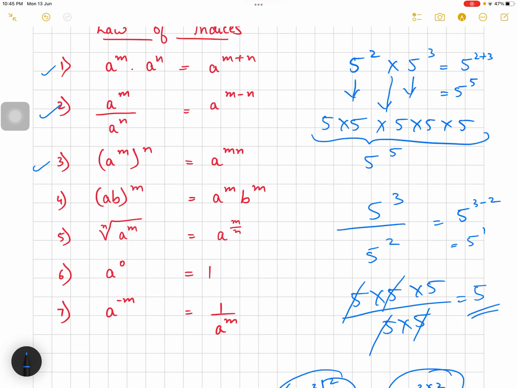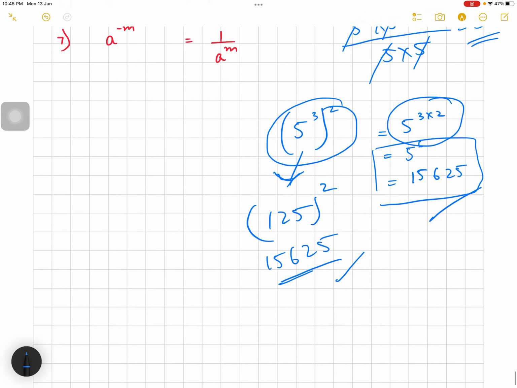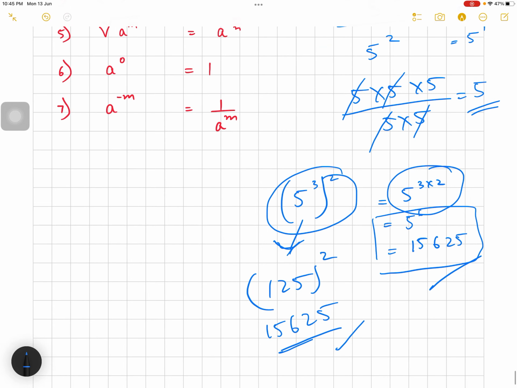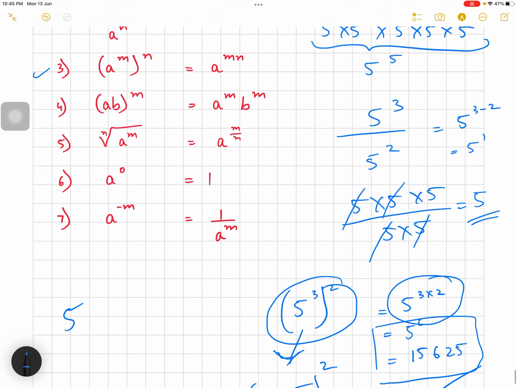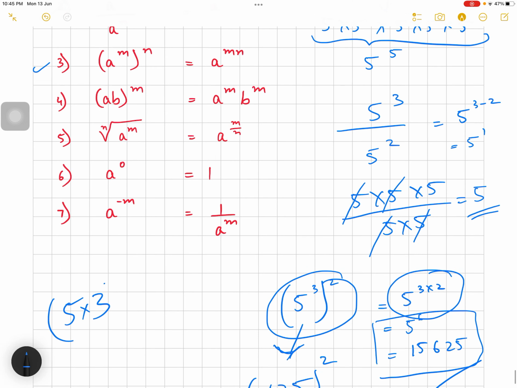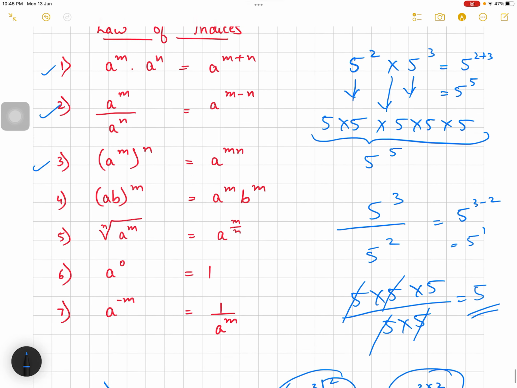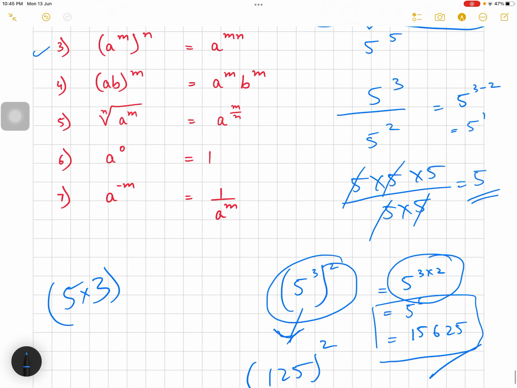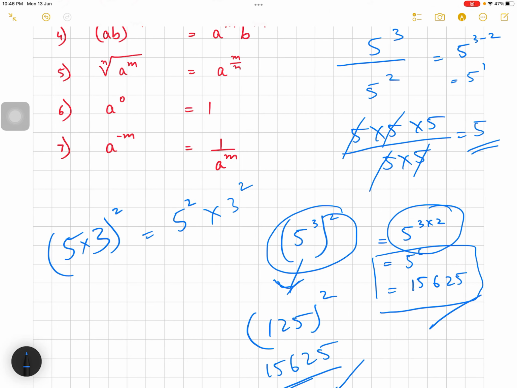Next law. a into b the whole raised to m is equal to a raised to m, b raised to m. Let my a be 5 and let my b be 3. So a into b raised to m, let my m be 2, is equal to 5 raised to 2 into 3 raised to 2. This is what I'm trying to say.